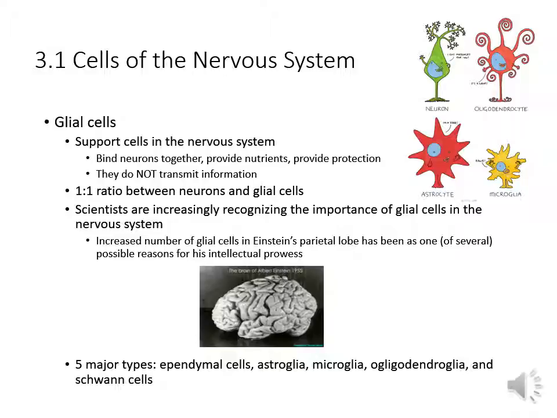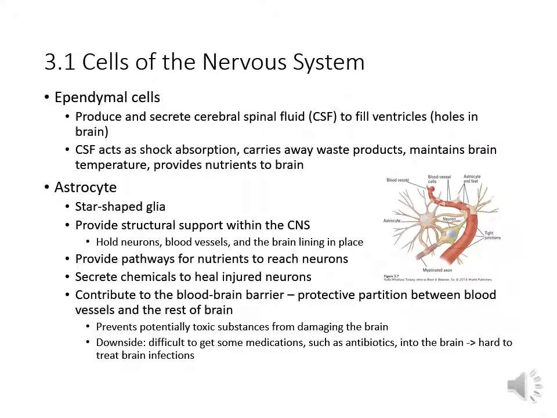And the 5 major types of glial cells are what we're going to discuss in the next few slides. The first type of glial cell, ependymal cells, produce and secrete cerebrospinal fluid, CSF, which fill the ventricles, which, if you remember, are those holes in the brain. CSF acts as shock absorption if the brain gets hit, it carries away waste products, maintains the temperature of the brain, and also provides nutrients to the brain.